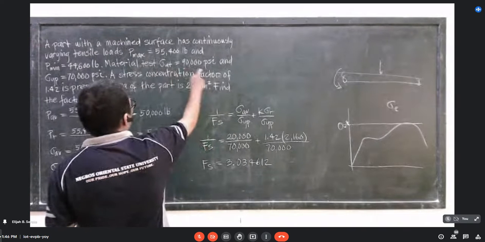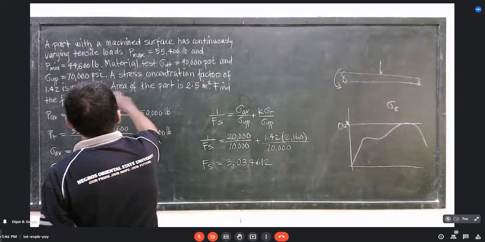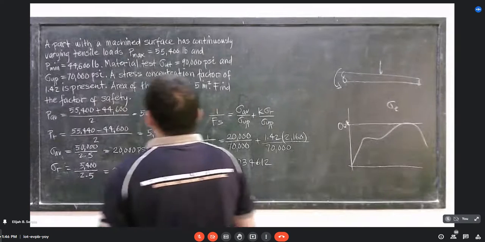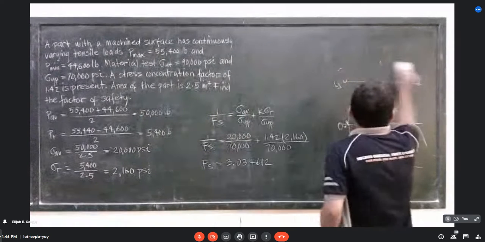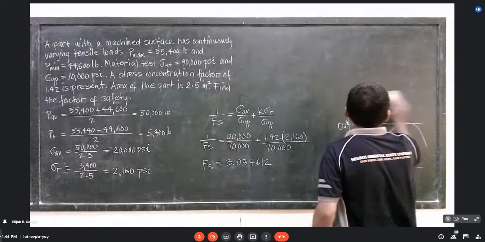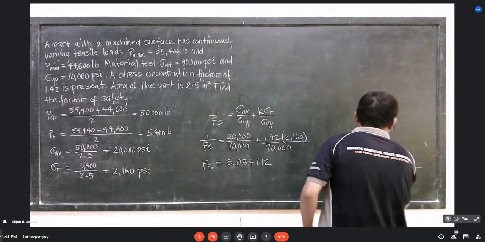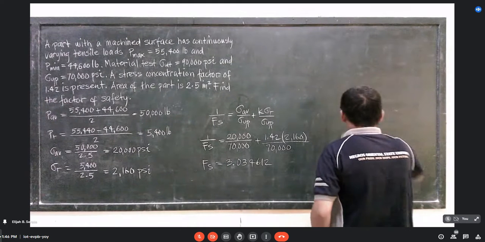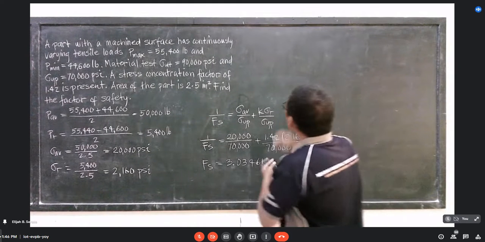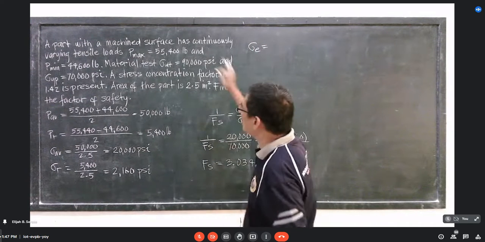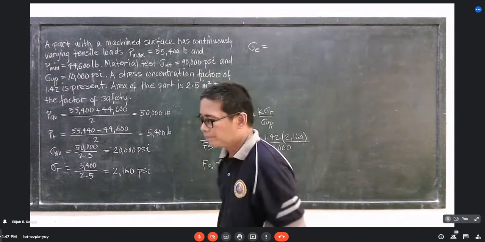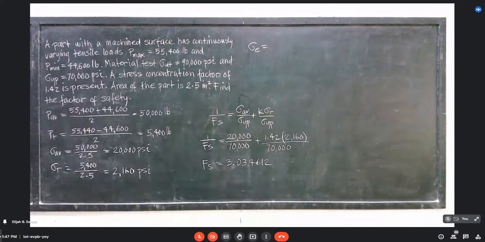The endurance is not here. Okay, the endurance is not here. But the endurance limit, from your PDF files, I'm going to write it here. For this material, it is 34,000 PSI.